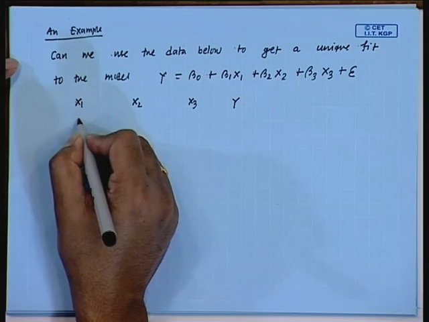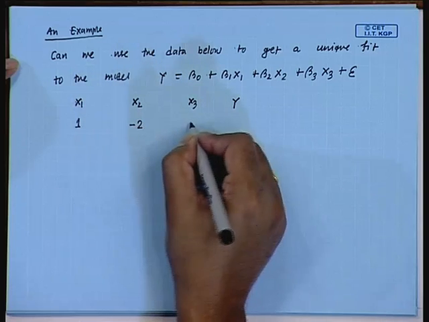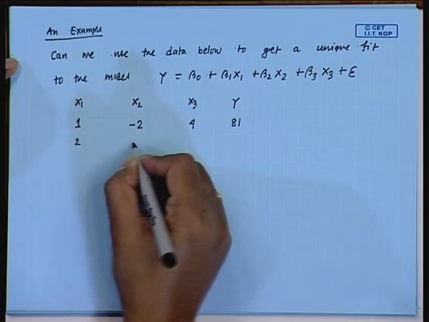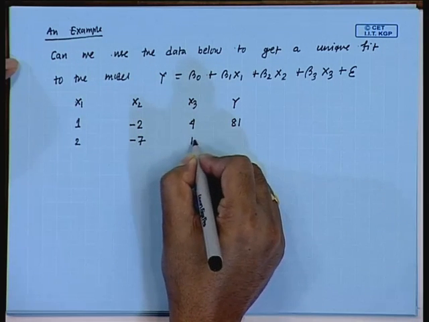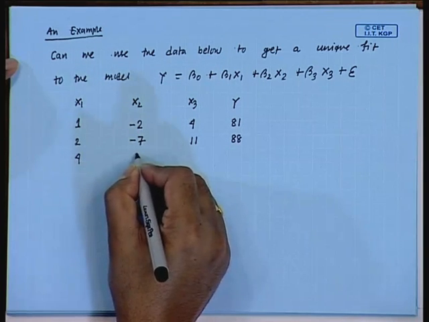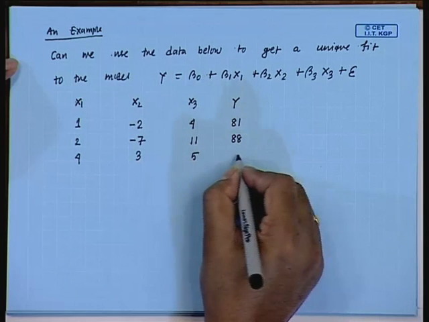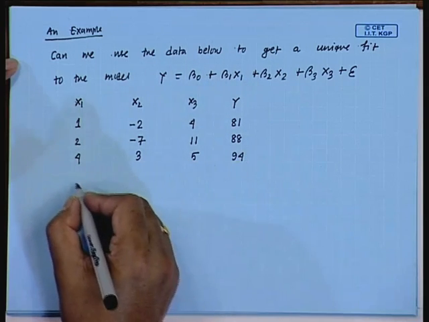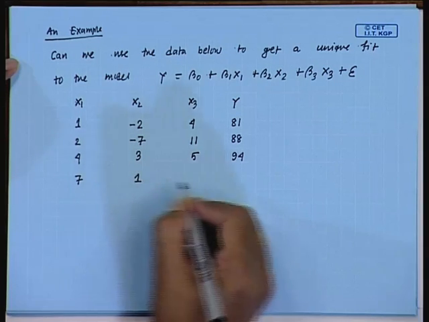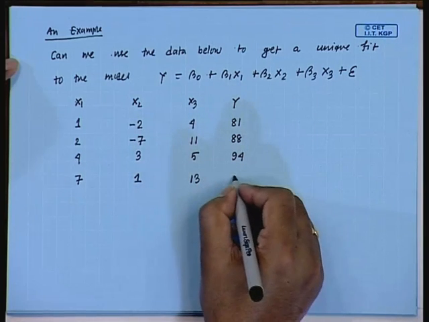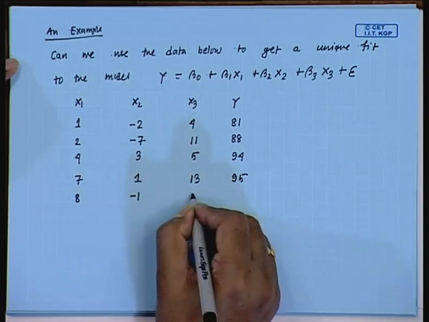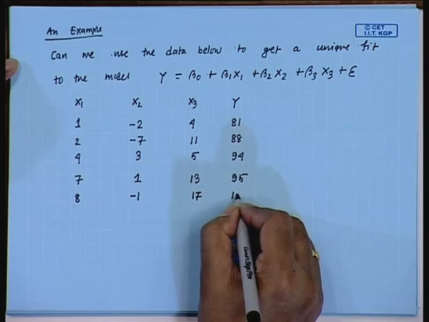So, 1, minus 2, 4, 81; 2, minus 7, 11, 88; 4, 3, 5, 94; 7, 1, 13, 95; 8, minus 1, 17, 123.